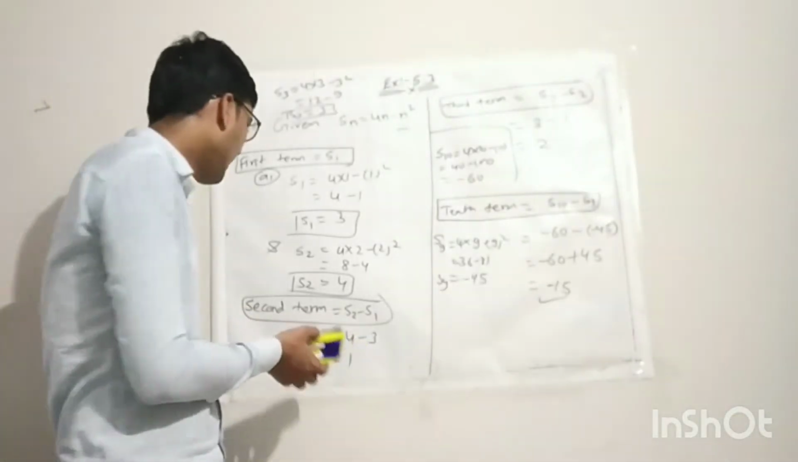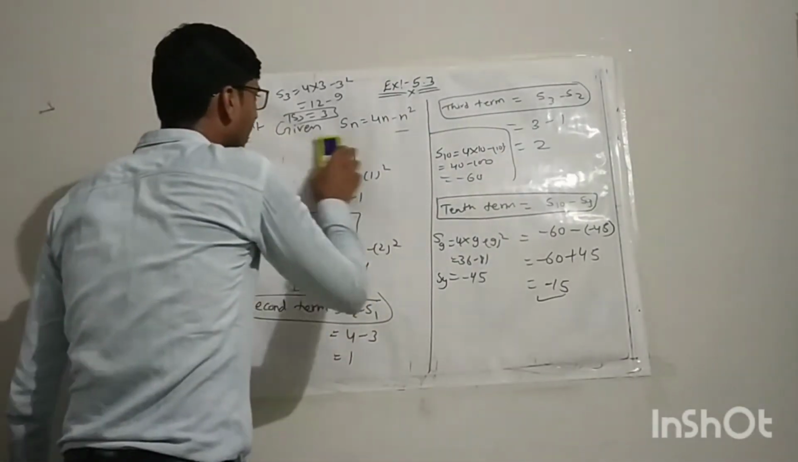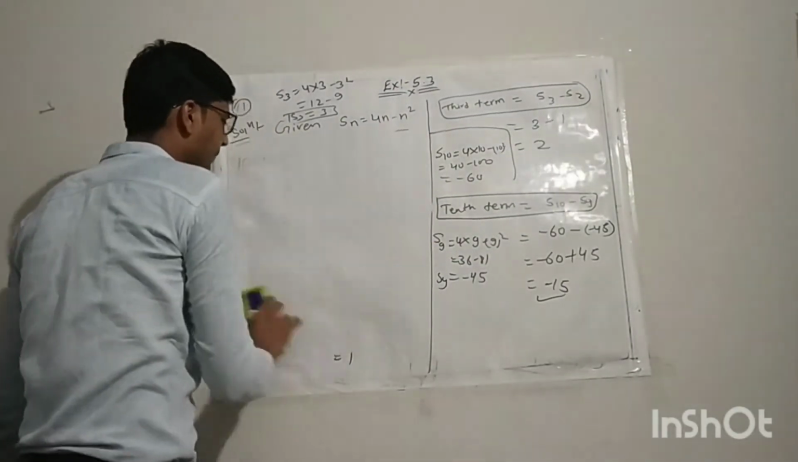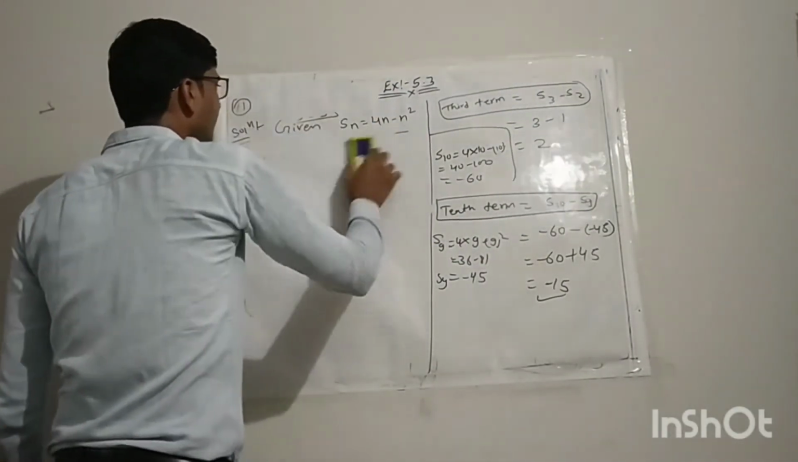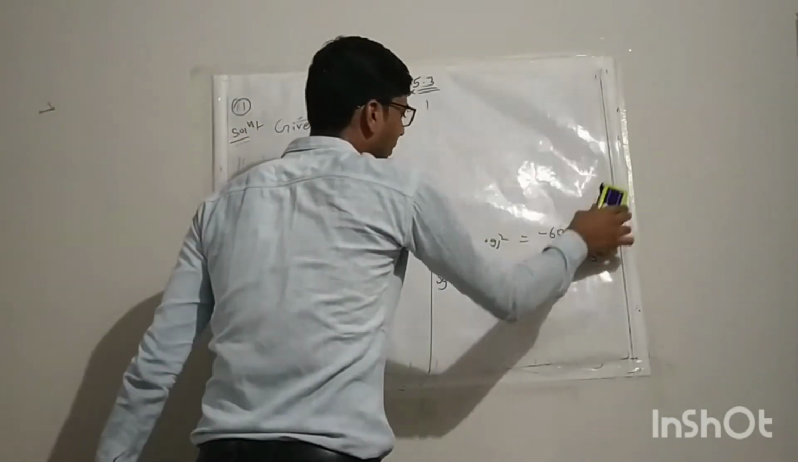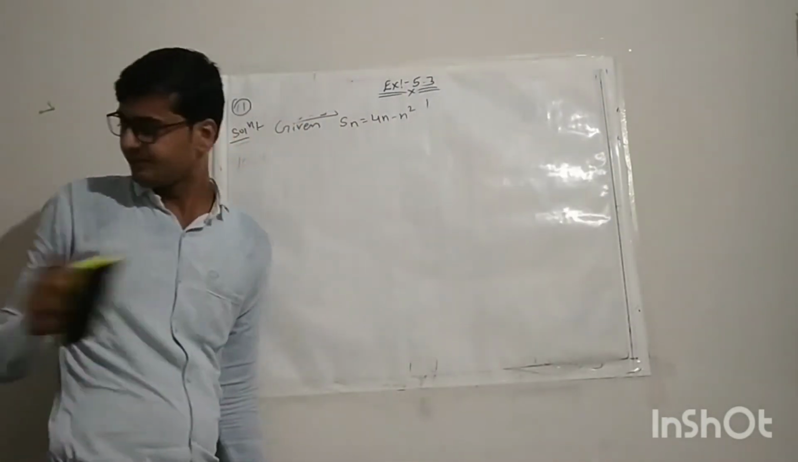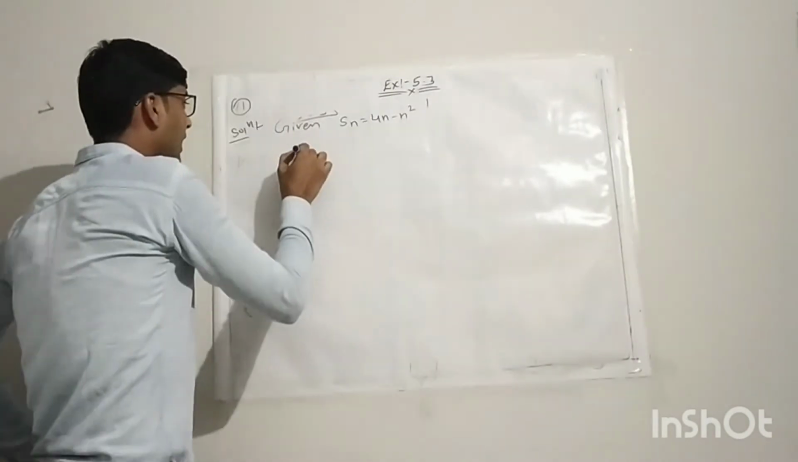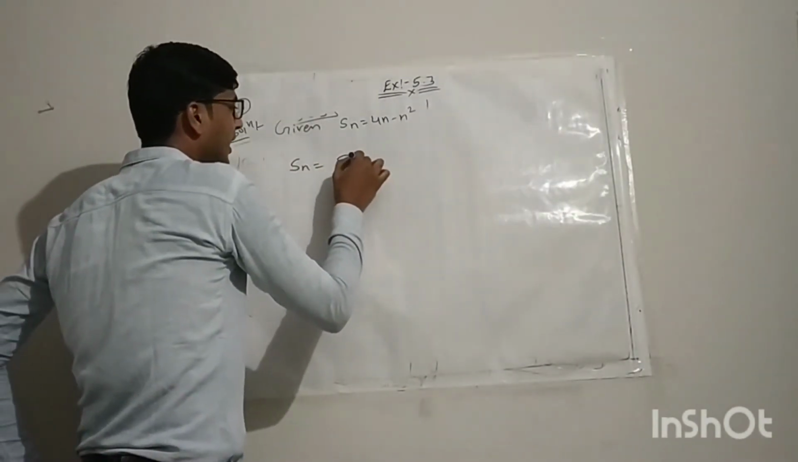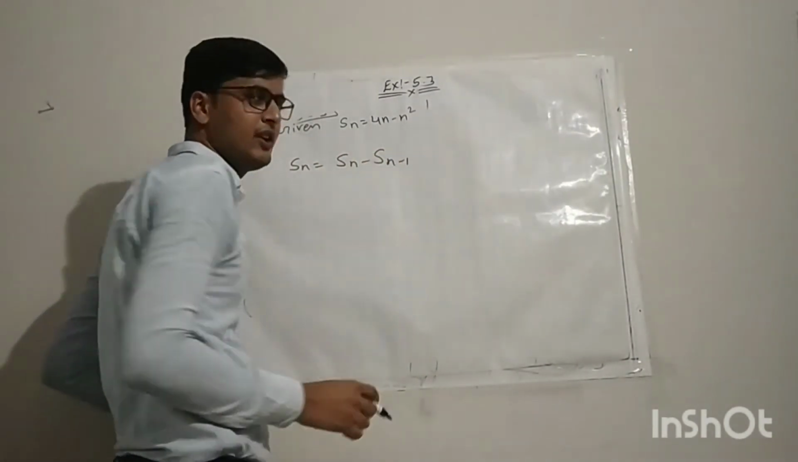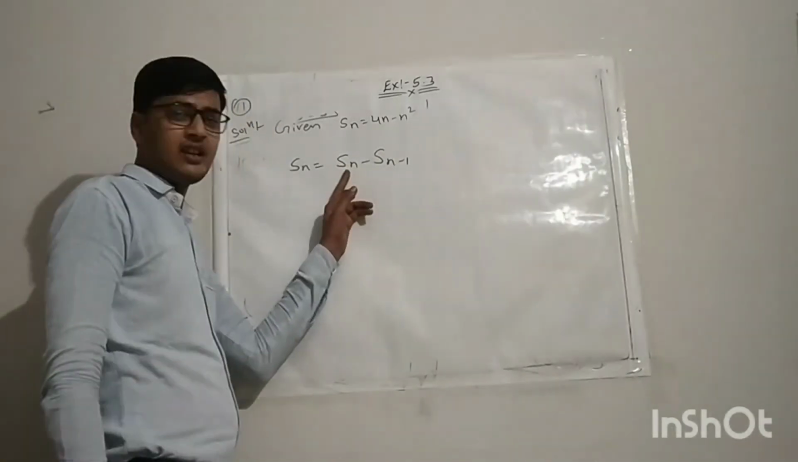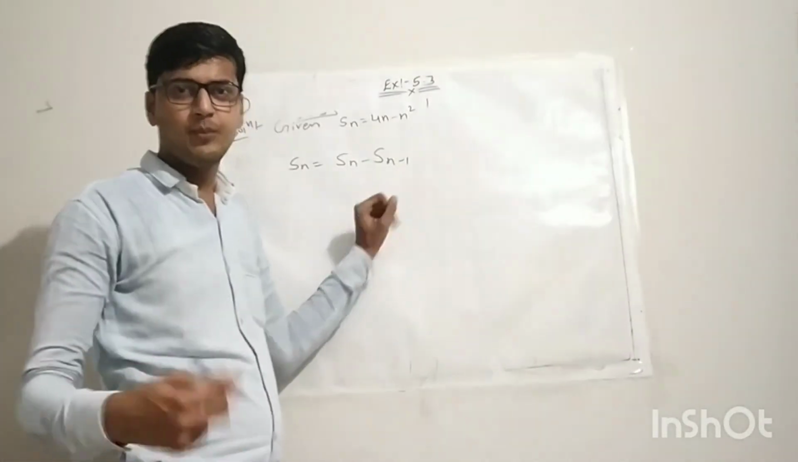So how do we find the nth term? Here we see how we find the nth term. We find the nth term by the following process. Here the nth term is what? Sn minus Sn minus 1. It means from the last term, we subtract the term just before it.